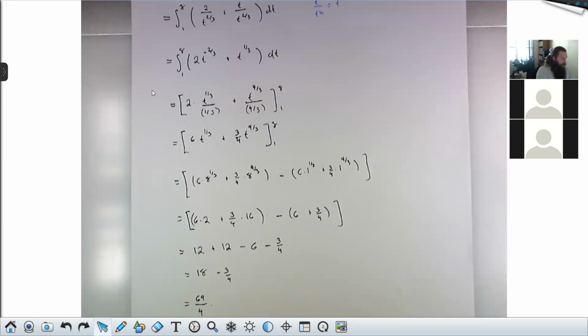There's not much more I wanted to do today besides introducing the material in 5.5. So are there any questions on this example?